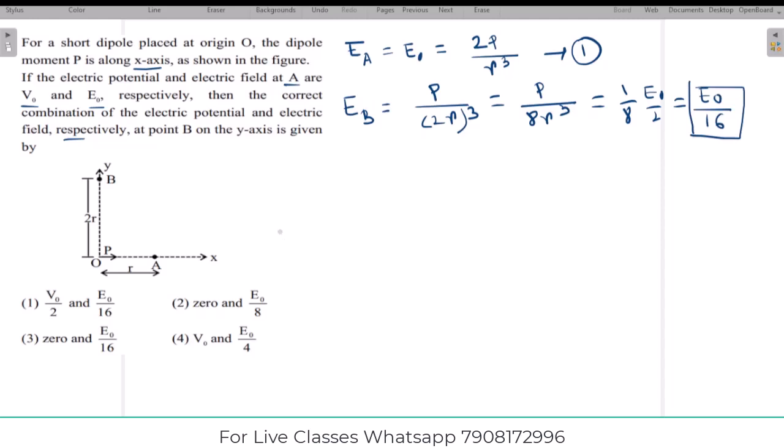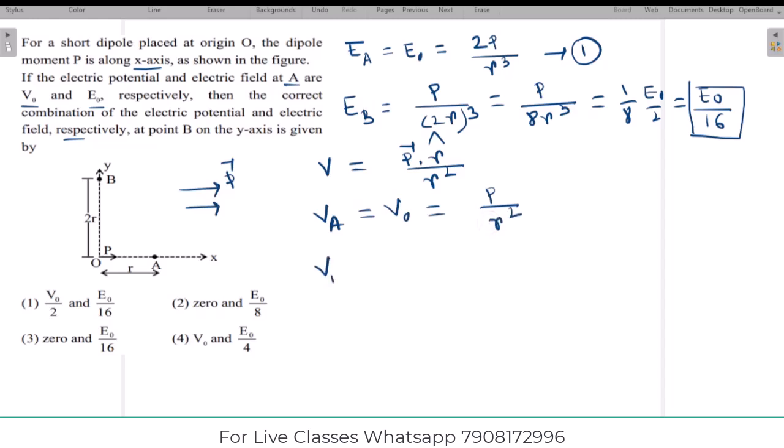Now we have to find the electric potential. We know the potential at any point V is equal to P vector dot r cap divided by r square. Now for point A, V_A is equal to V0, given. The P vector is in the x direction and for the point on the x-axis the r vector is also in the same direction. So the angle between P and r is 0, that is P vector dot r cap is P cos 0, cos 0 is 1, that is P divided by r square. So V0 is P by r square.